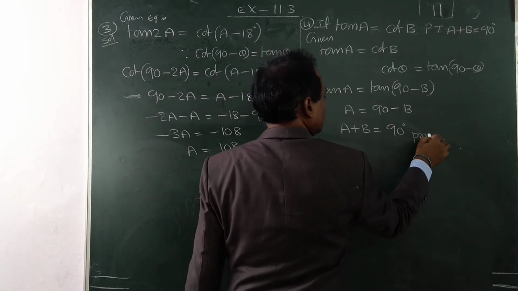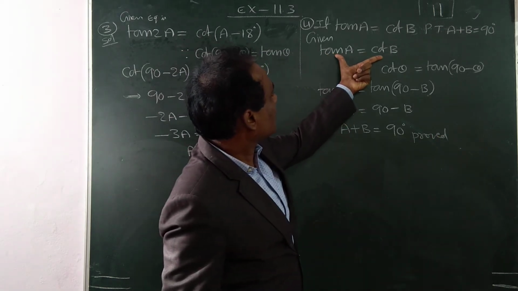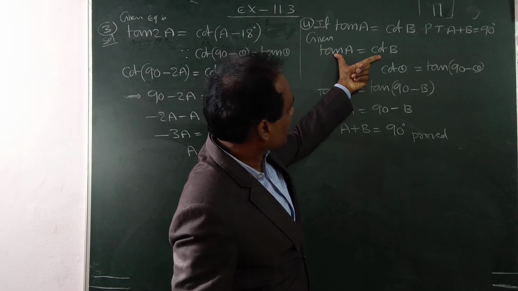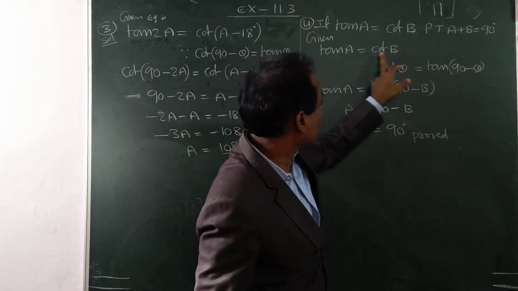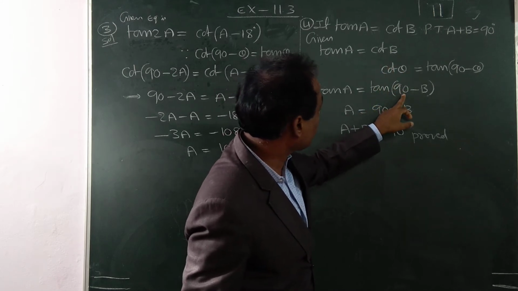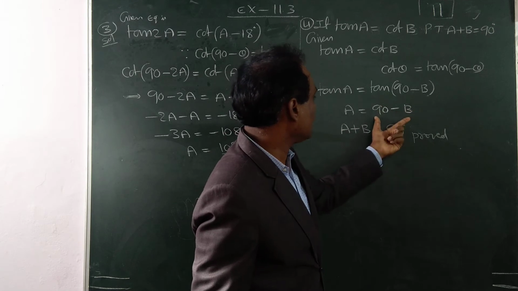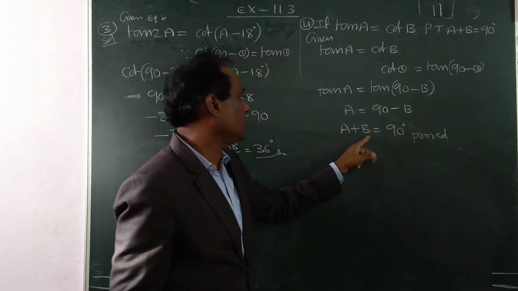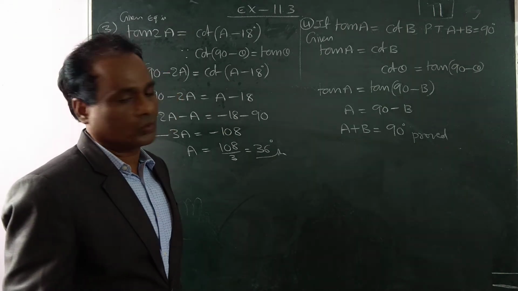See, tan A is equal to cot B is given. This is the given equation. So I am writing cot theta is equal to tan 90 minus theta. That is the formula. So cot B is tan 90 minus B. Tan cancel. A is equal to 90 minus B, bringing B to this side. A plus B is equal to 90. Proved. Right.